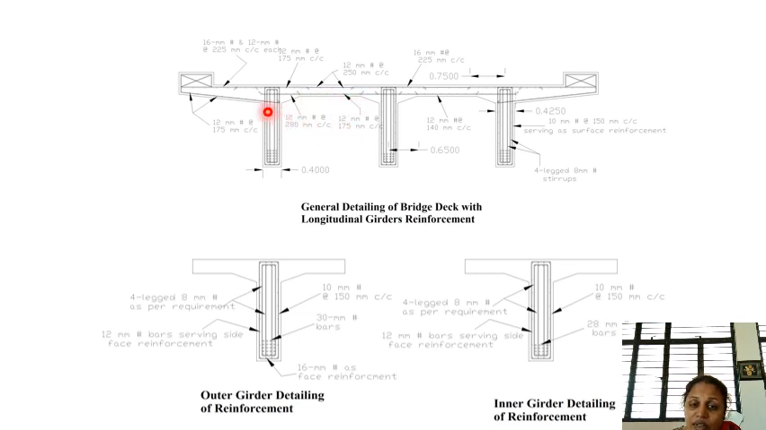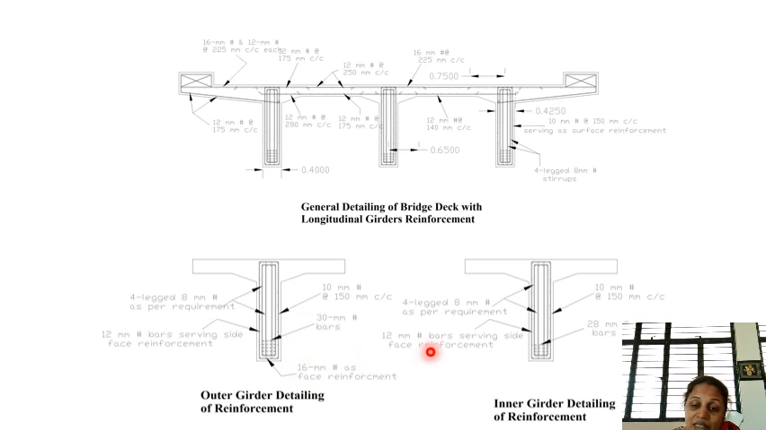And for the girder, whatever you are going to provide is shown over here, the outer girder and the inner girder. So the outer girder has 30 mm dia bars. We have provided 16 bars, right? And the inner girder has 28 dia bars. So these are the bars we have provided, and the stirrups are 4-legged 8 mm dia bars, and 12 mm dia bars will be serving as the side face reinforcement.